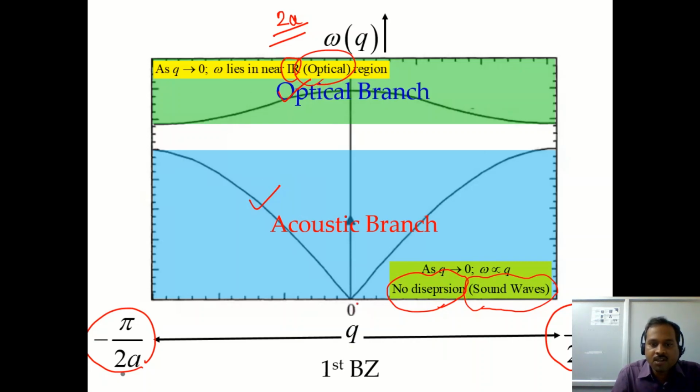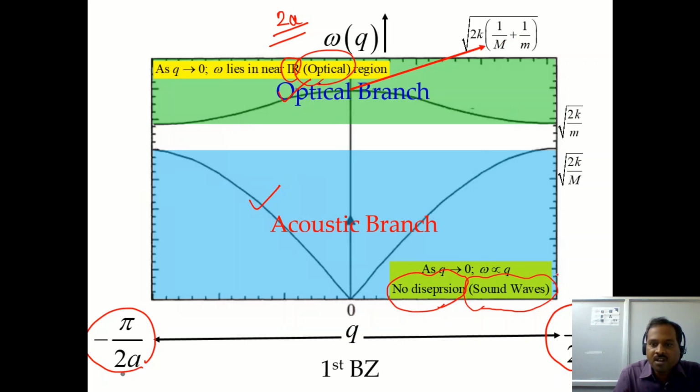Now let us focus on q equal to 0. When we put q equal to 0 in the dispersion relation, we get the frequency to be root over of 2k (1 by capital M plus 1 by small m).